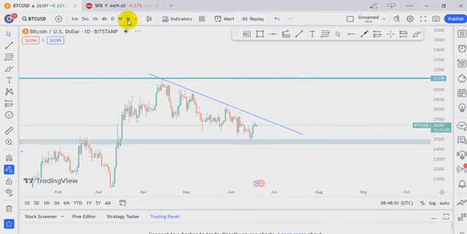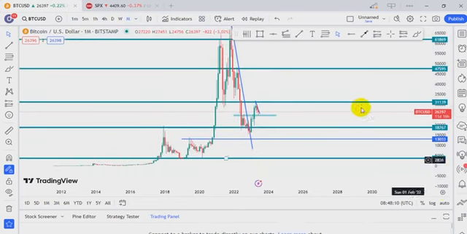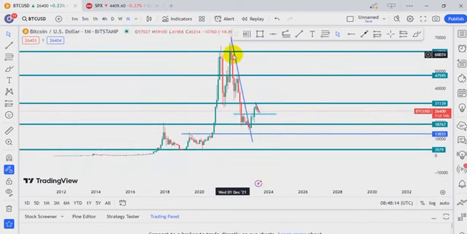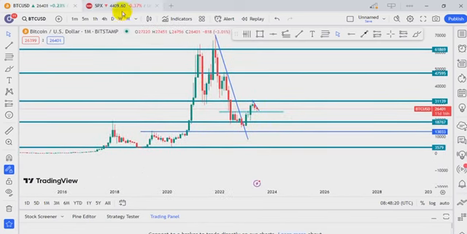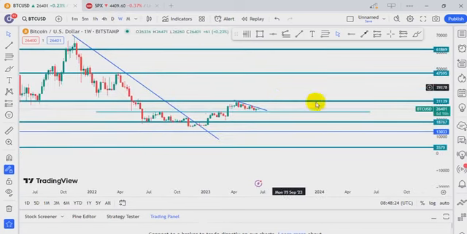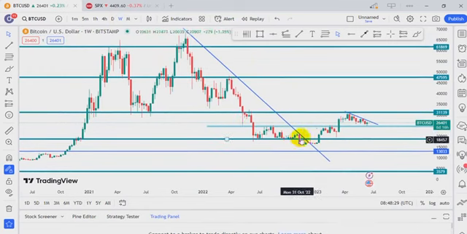As you all know, the analysis starts from the monthly time frame, and as we can see, BTC has been selling. BTC is in a downtrend, but at a point we broke the trend line to the upside.